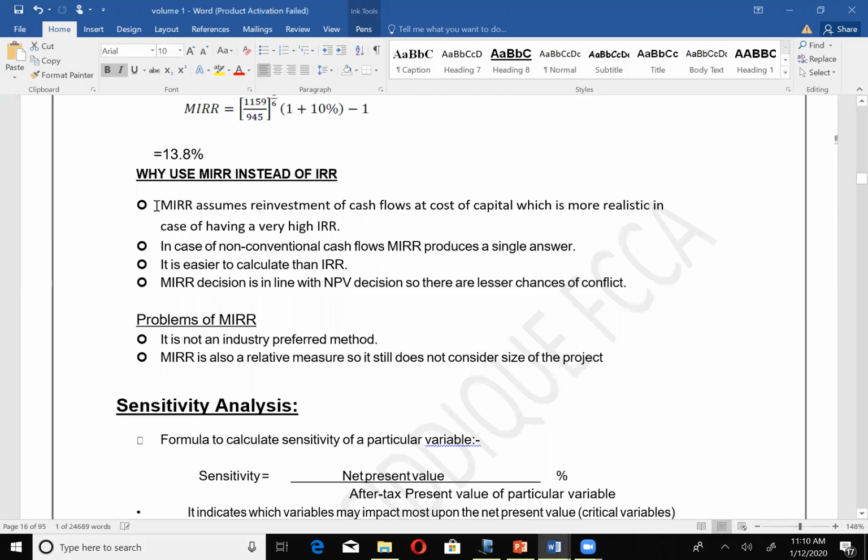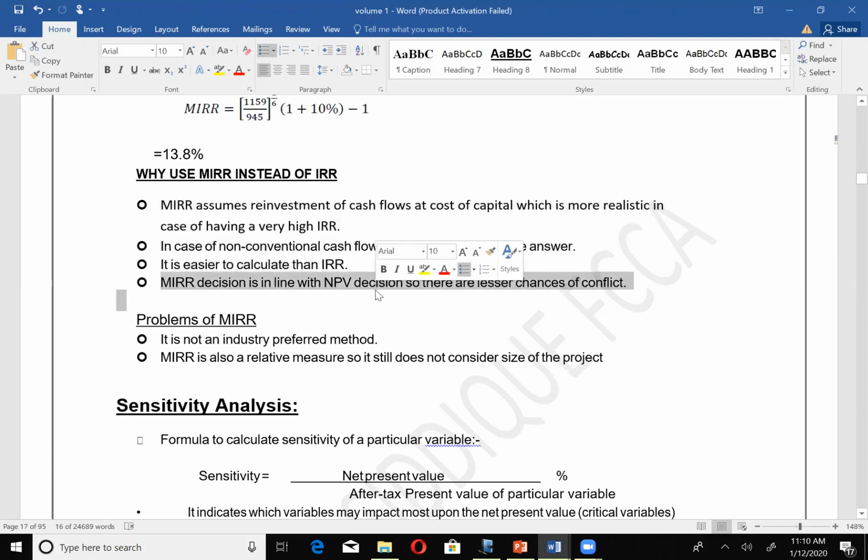So you see here, why use MIRR? MIRR decision is in line with NPV, so there is lesser chance of conflict. Other reinvestment rate is good, and a single answer does not produce multiple IRRs.